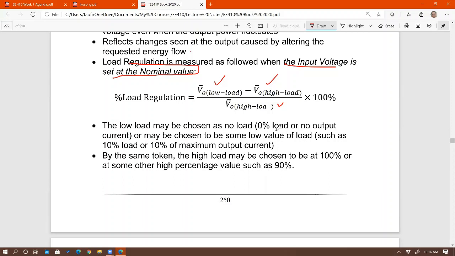But yeah, this low load could be different numbers. It could be 0%, it could be 10%. The high load is always 100%, at least based on my experience. But maybe the customer wants to give you a different value, let's say 90%. In that case, that's what you put. Any question on that? All right.